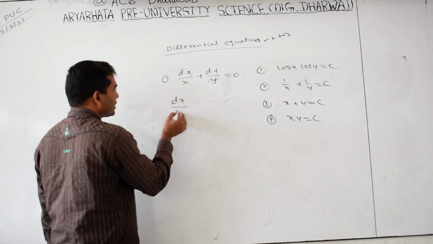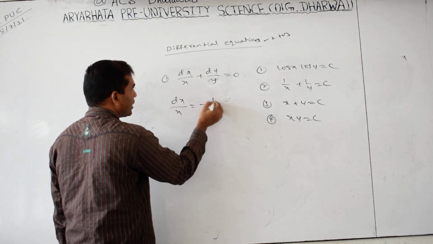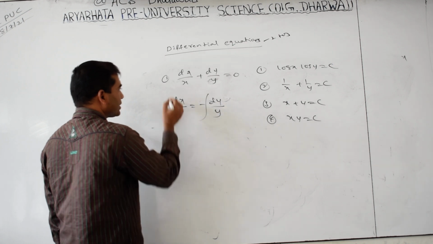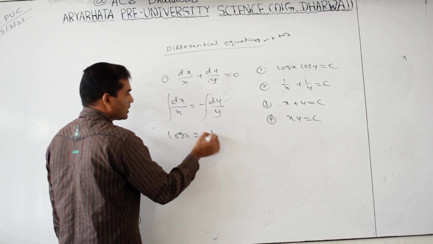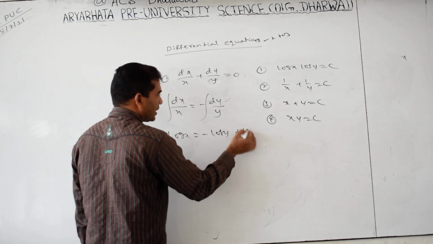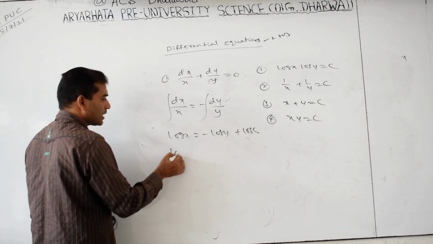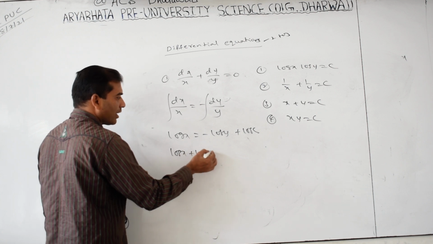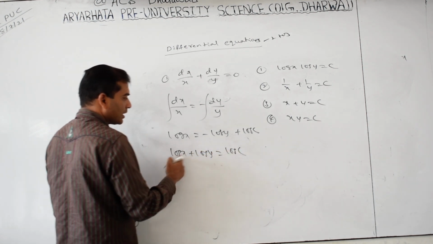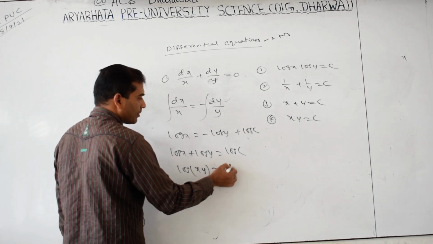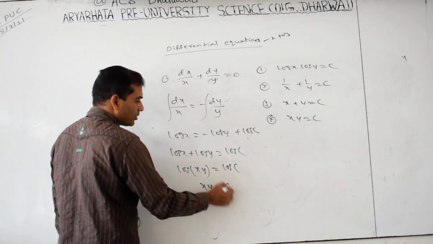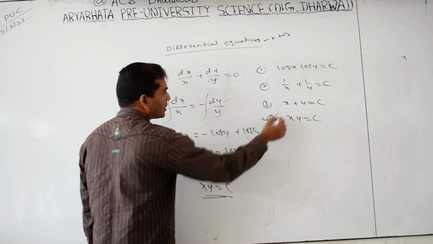dx by x equal to minus dy by y. Apply integration on both sides. dx by x is log x, and this is minus log y plus constant log c. Transpose this side: log x plus log y equal to log c. Log m plus log n equals log of m into n. So xy equal to c. This is the answer.